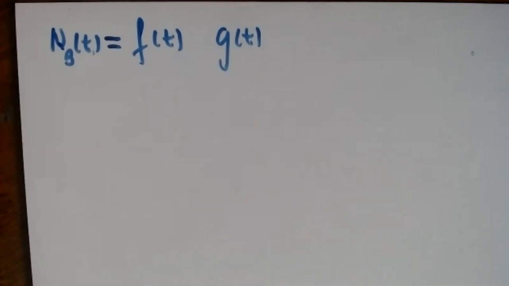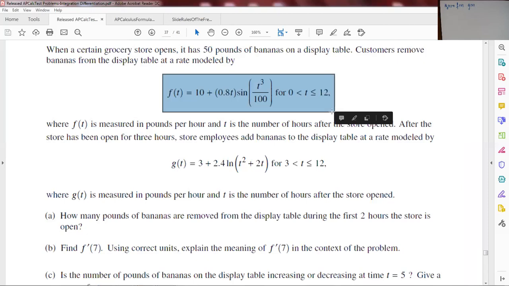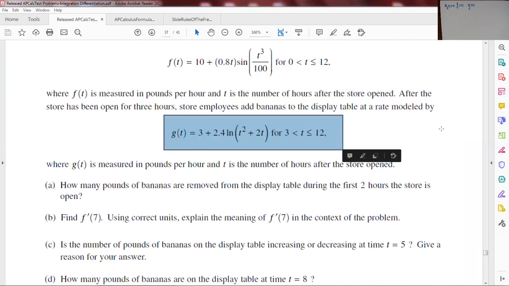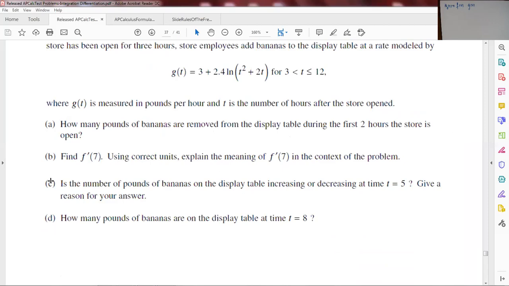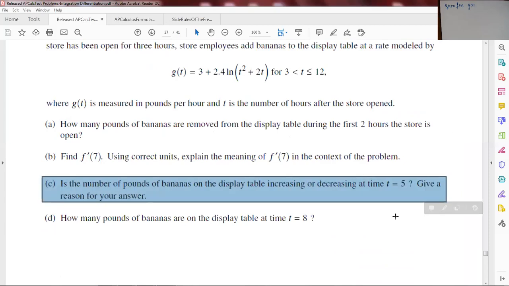Can I see the problem one time? Okay, right here. So this is rate of change: bananas are put on the counter. This is rate of change: bananas are removed from the counter. And this is the question: is the number of pounds of bananas on the display increasing or decreasing at t equals 5?